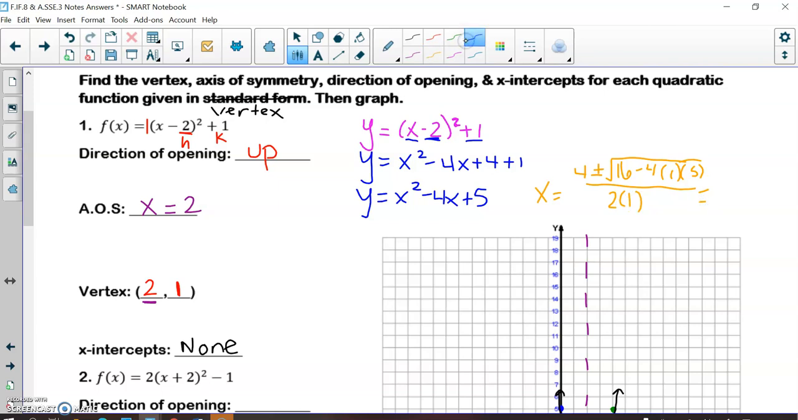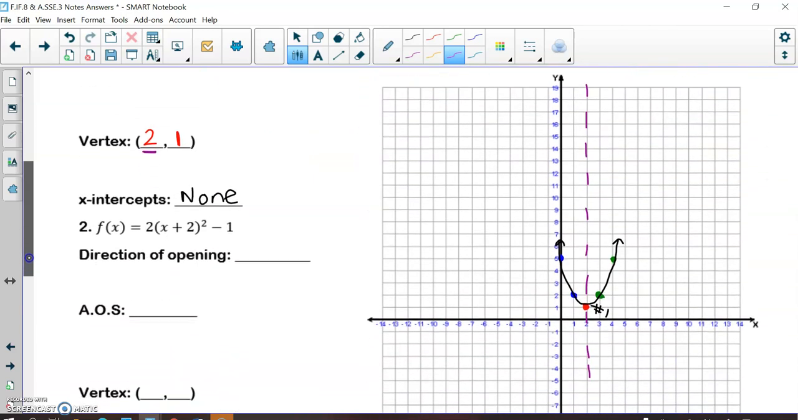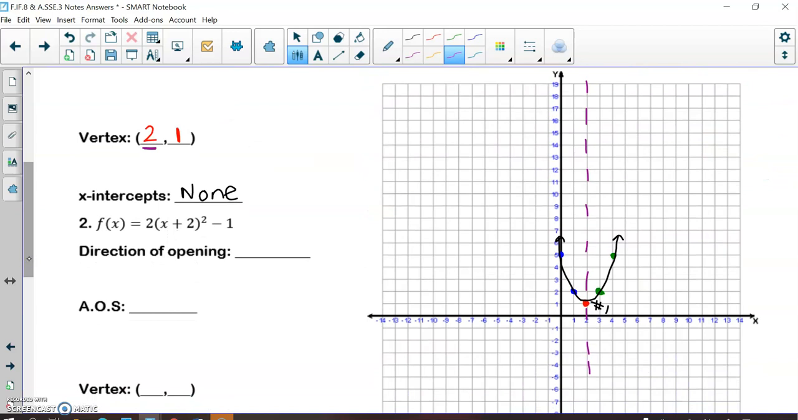Now, when we put the numerator in parentheses, x is equal to 4 plus or minus the square root of 16 minus 4 times 1 times 5, which gives you a negative number underneath your square root, which we know causes a red flag. We cannot have a negative number underneath our square root and get a real solution. We get imaginary solutions. So my x-intercept here is none because, again, it doesn't cross the x-axis.